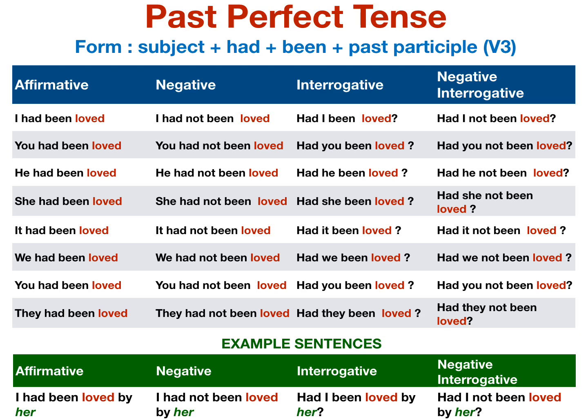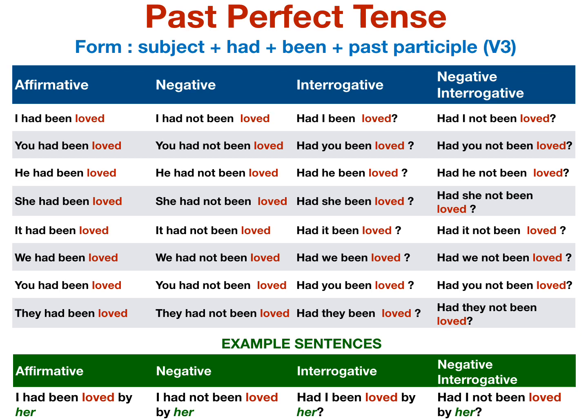We had been loved. We had not been loved. Had we been loved? Had we not been loved? You had been loved. You had not been loved. Had you been loved? Had you not been loved? They had been loved. They had not been loved. Had they been loved? Had they not been loved?